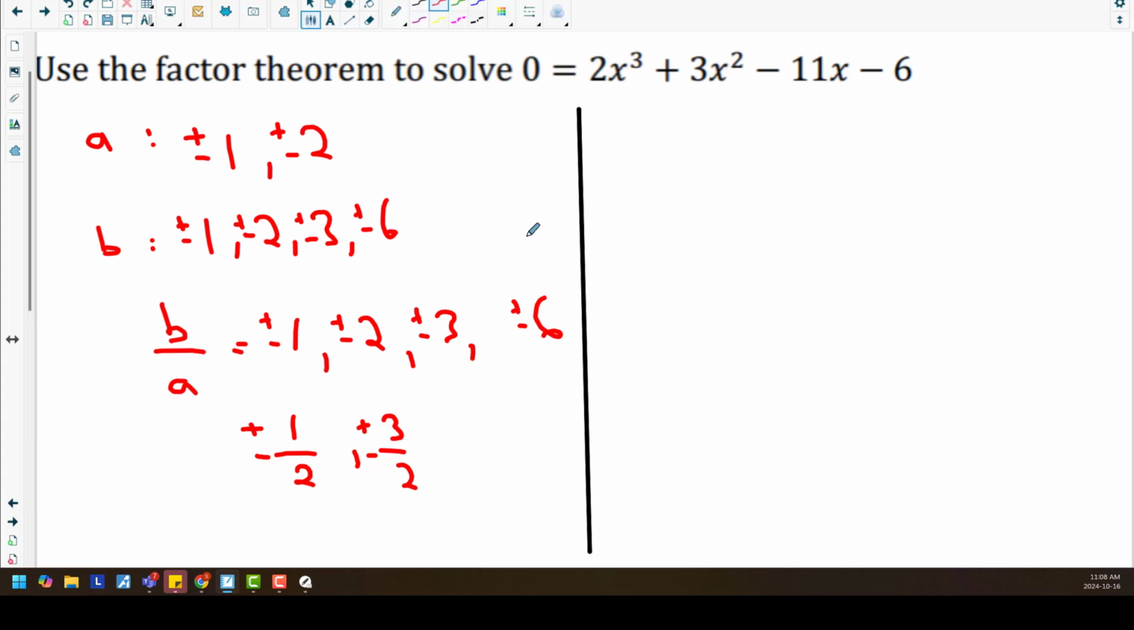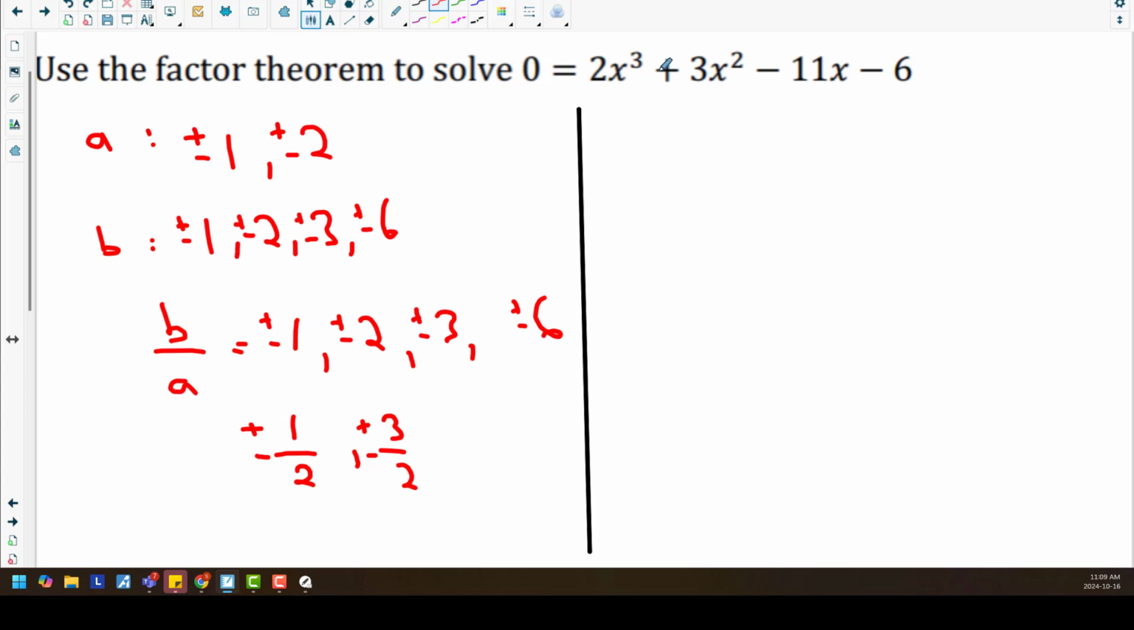Easiest number is to always try 1. Plug in 1. And if you're plugging in 1, all you really have to realize is that you're just adding or subtracting the coefficients. Because anything times 1 is just that thing. So 2 plus 3 is 5. 5 minus 11 is -6. -6 minus 6, that's -12. So clearly 1 is not the answer. But always check because it's easy to do.